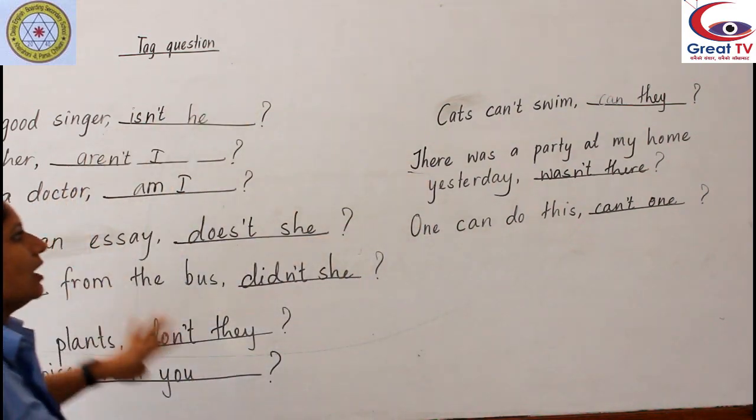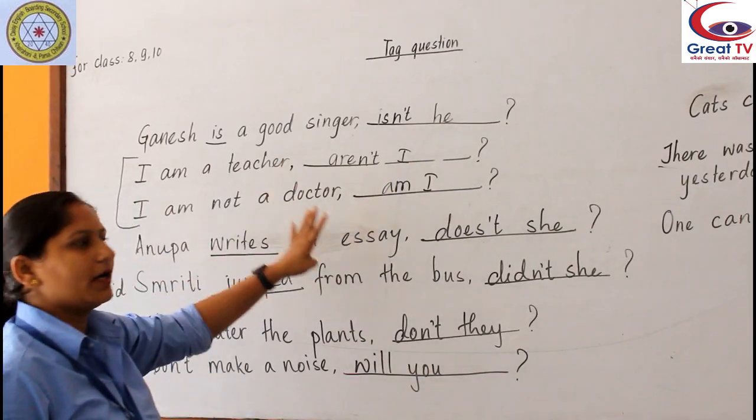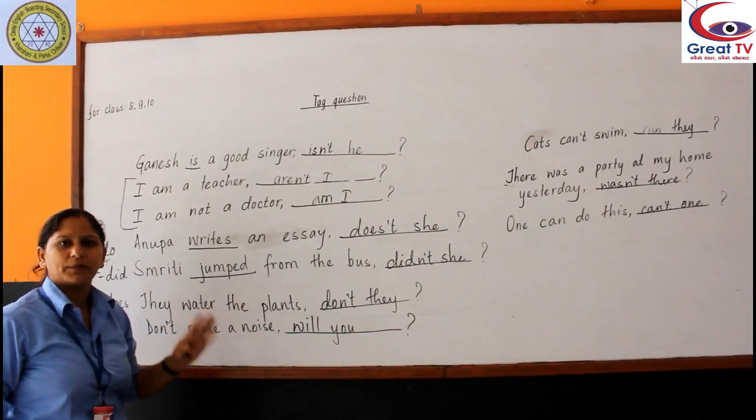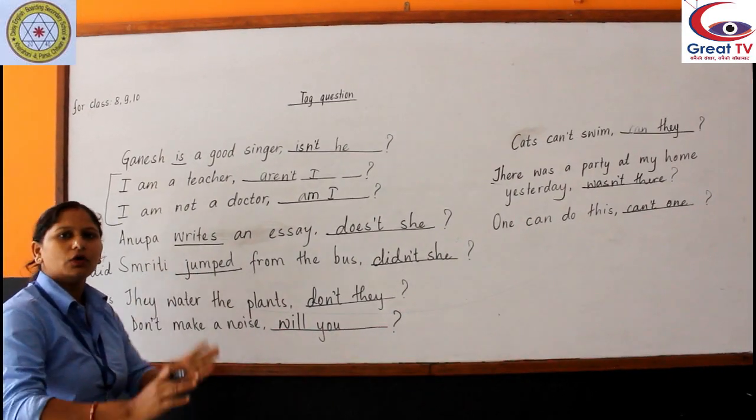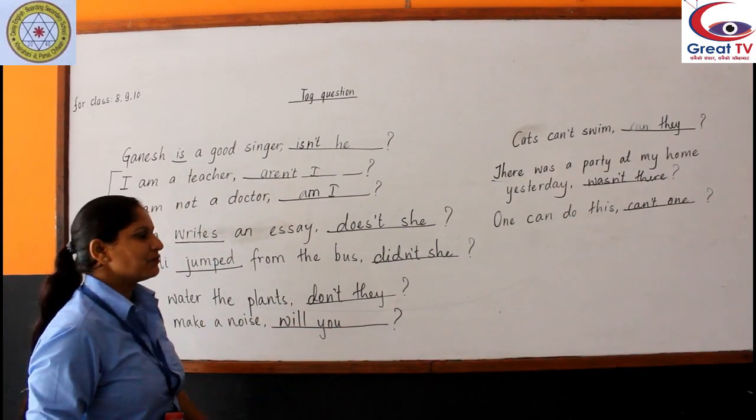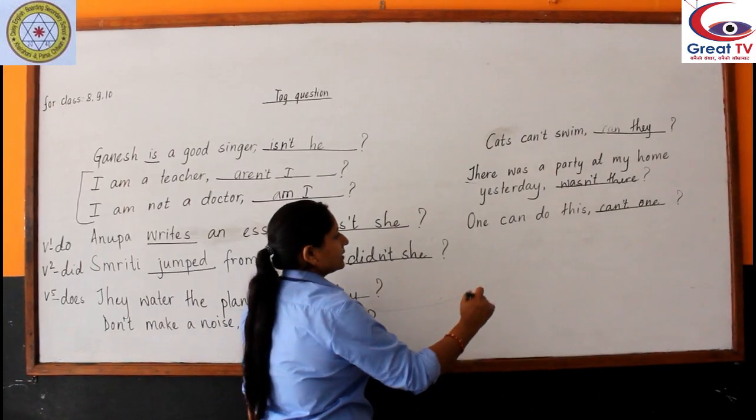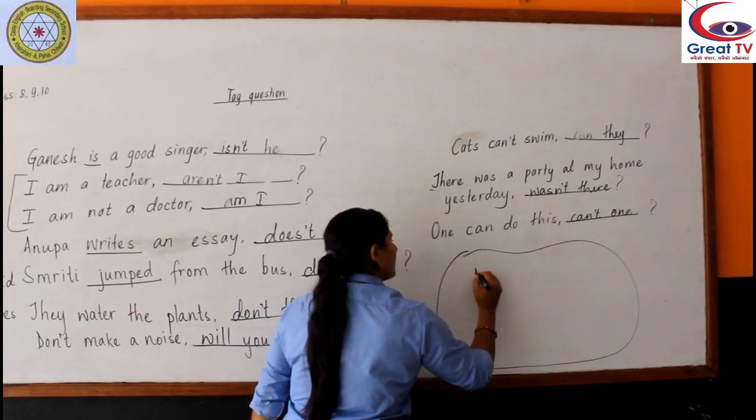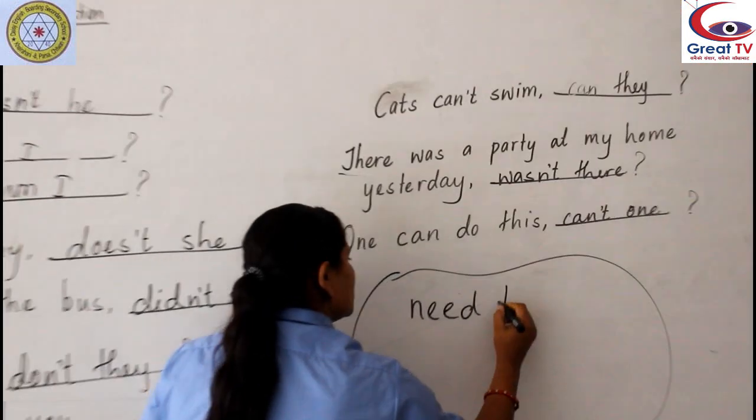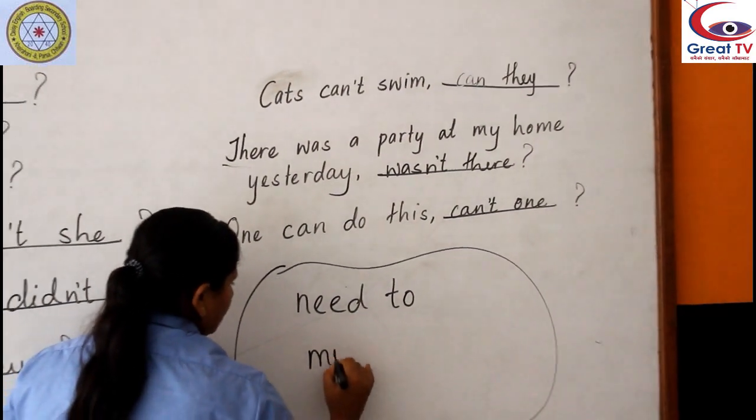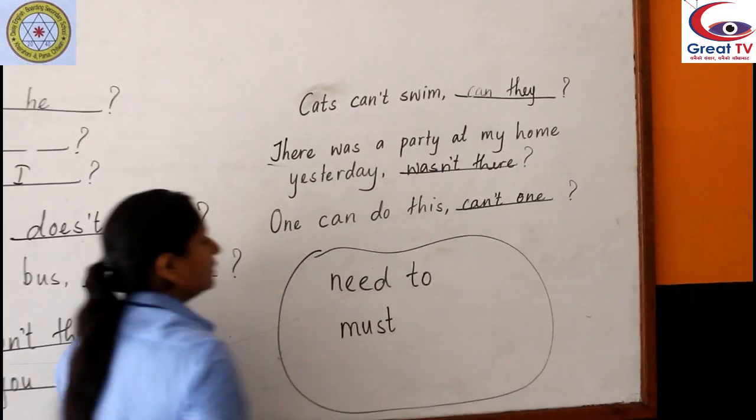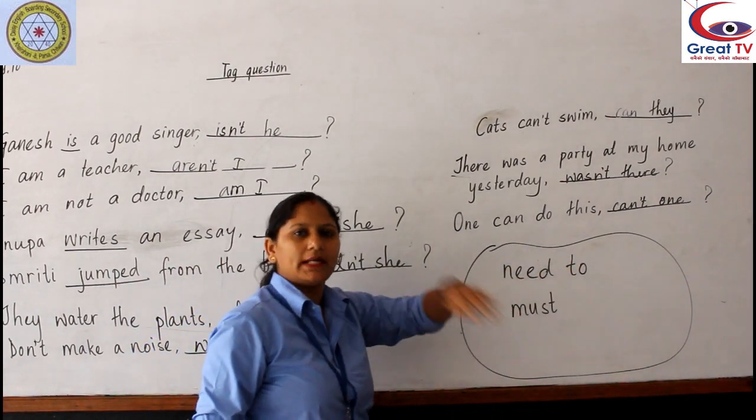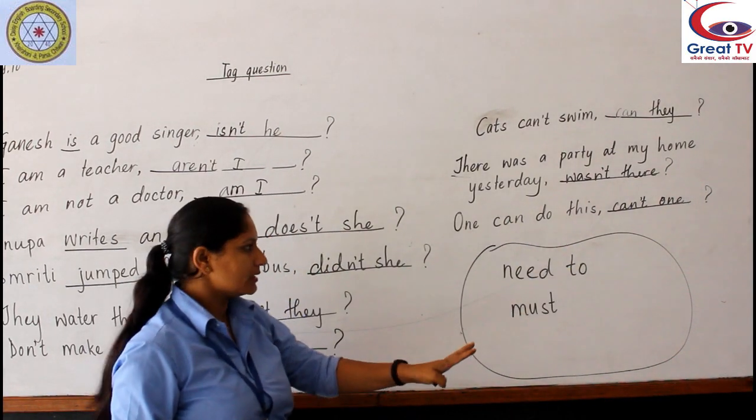Okay. These are some of the examples of tags, and there are many such exercises in your grammar practice books, and you can go through those exercises. And my dear students, there is one special use of need to and must. We are not going to discuss it now. We will discuss it later in our regular classes.